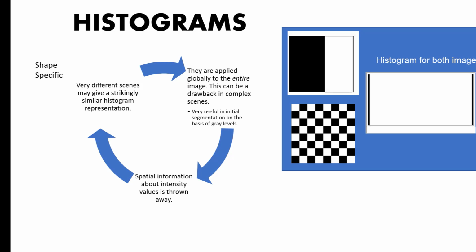They're applied globally to the entire image, and this can be a drawback in very complex scenes. In other words, where I've got a lot of different tissues and anatomies. Spatial information about intensities values is thrown away. We're just simply mapping the intensity values.